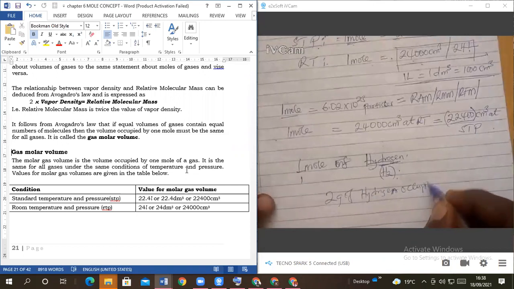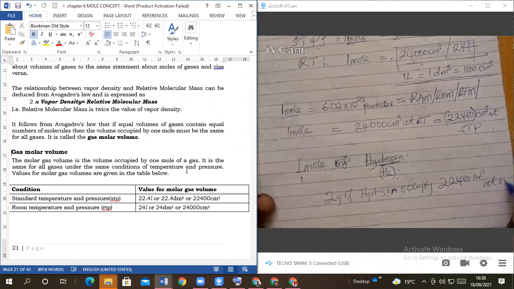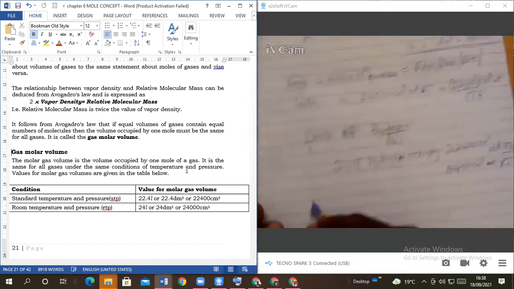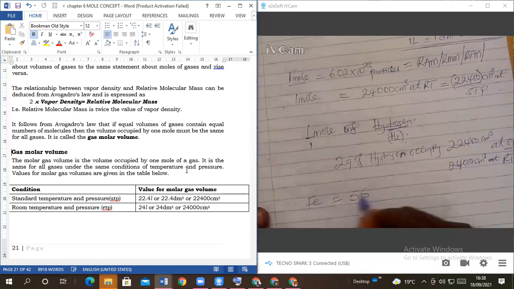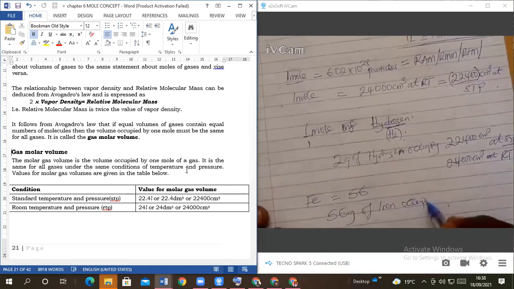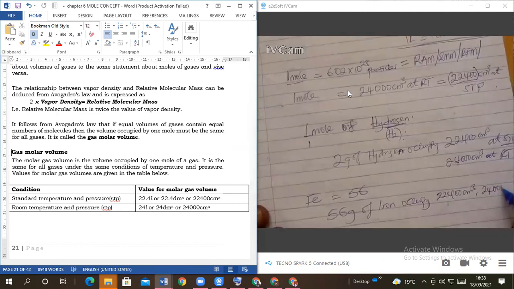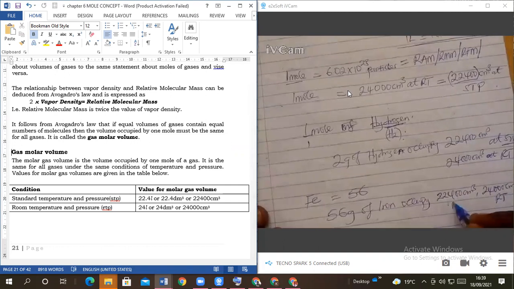occupy 22,400 cubic centimeters at STP, or 24,000 cubic centimeters at what? Room temperature. If they say iron is 56, so 56 grams of iron occupies 22,400 cubic centimeters or 24,000 cubic centimeters. This is at room temperature, this is at STP.